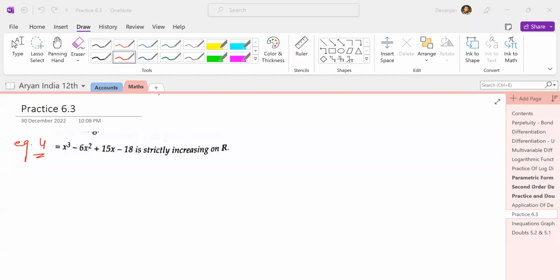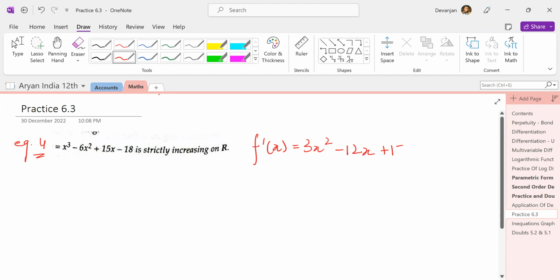So basically, we'll first differentiate it. So we'll get f dash x is equal to 3x squared minus 12x plus 15. Now we have to factorize it in order to determine whether it is increasing or decreasing. But once you go to factorize using the splitting the middle term, you will see that it is not possible. Why? Because it's not matching. We're not getting anything directly.